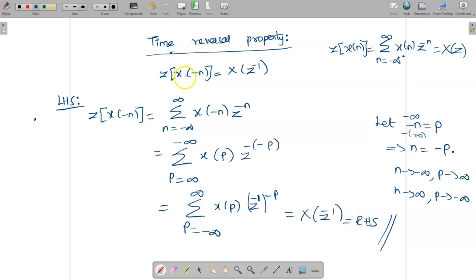Okay, so since I have x of minus n, it is called time reversal property.